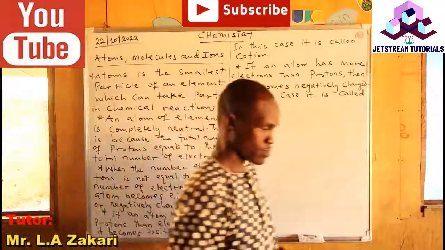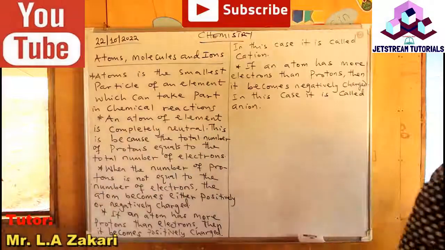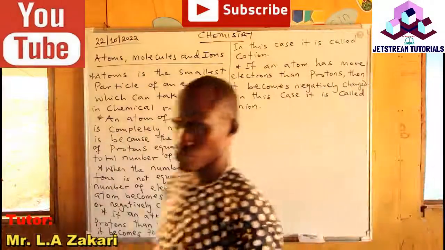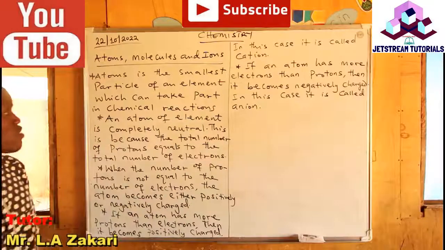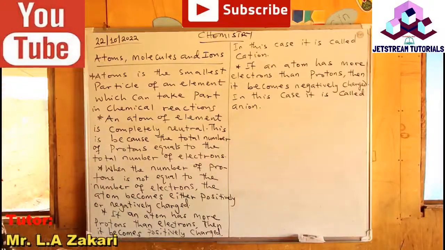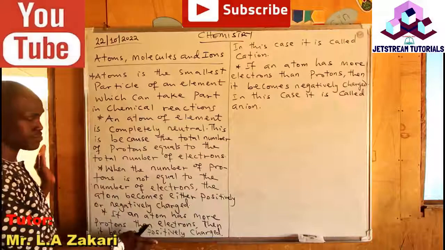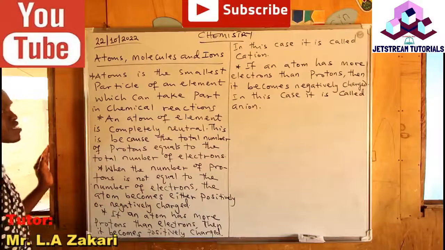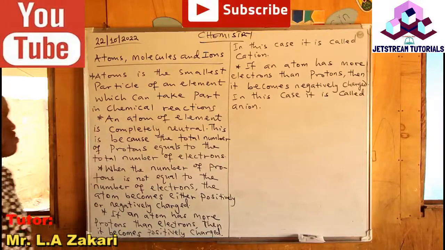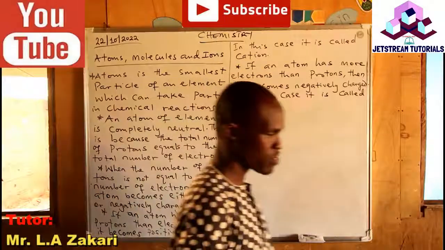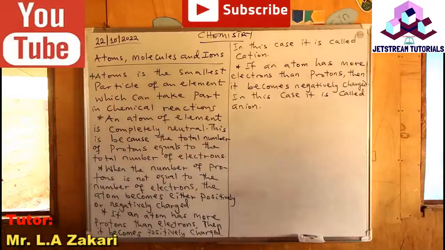So, once again, you are welcome to another segment of our class. Today we want to take a look at atoms, molecules, and ions as far as our class is concerned. Now, we said an atom is the smallest particle of an element which can take part in what? In chemical reaction.